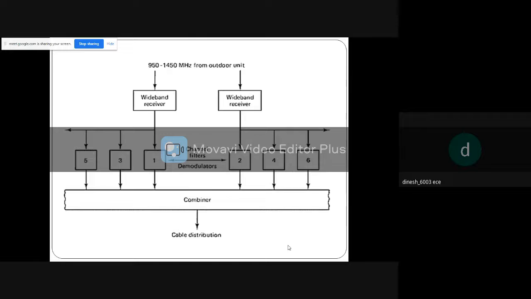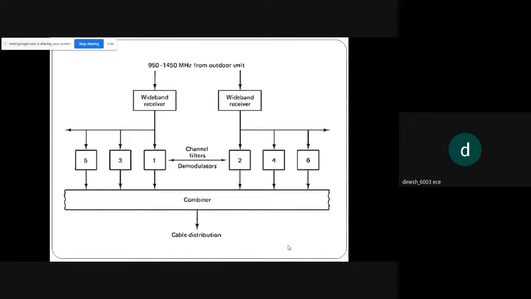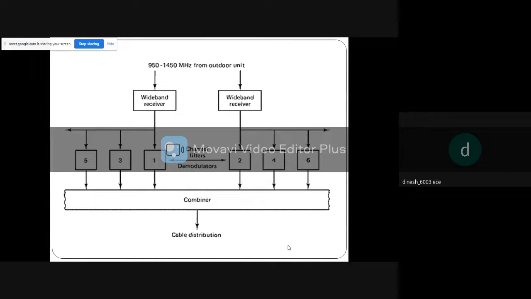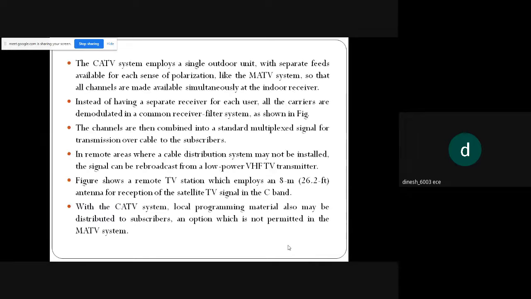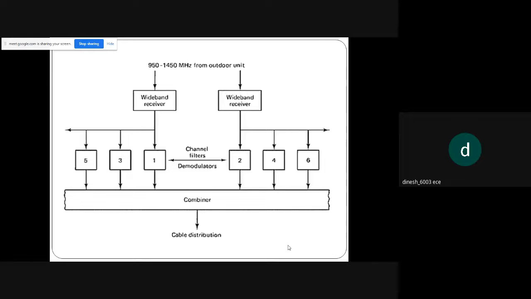So from the outdoor unit, which is a single 950 megahertz to 1450 megahertz, a common wideband receiver is used. Then it is fed to different users, 1, 3, 5 odd numbers on one side and 2, 4, 6 even numbers on one side. Then it has been combined by a single common receiver, then distributed to cable distribution. So this is community antenna, common receiver.